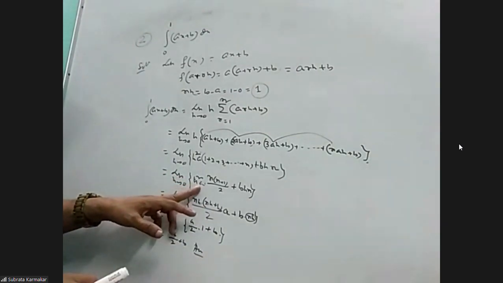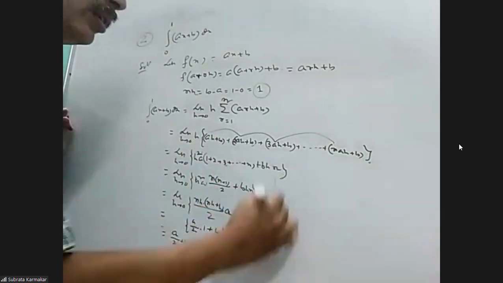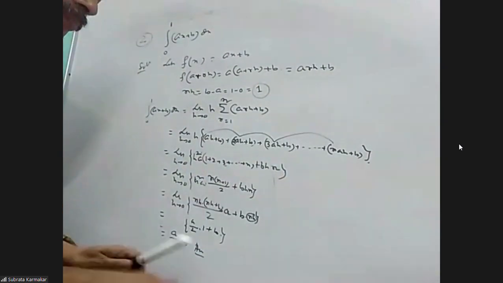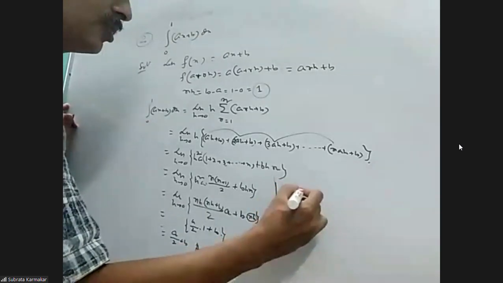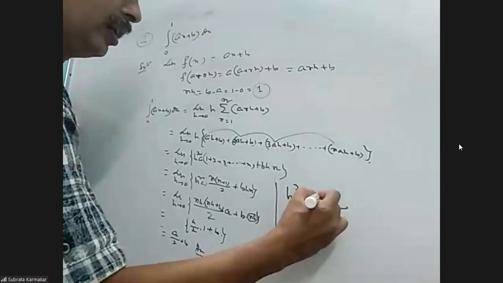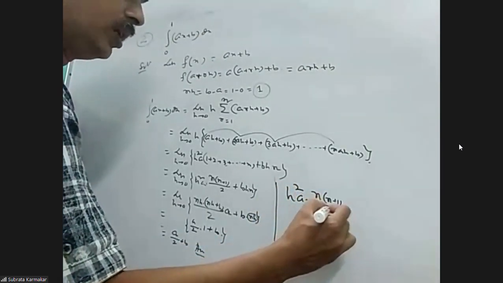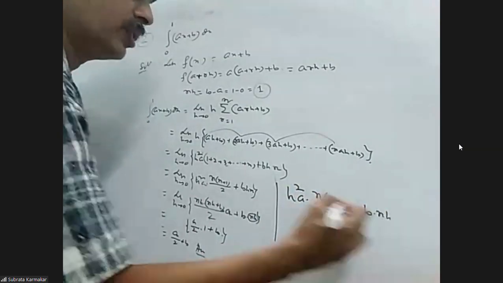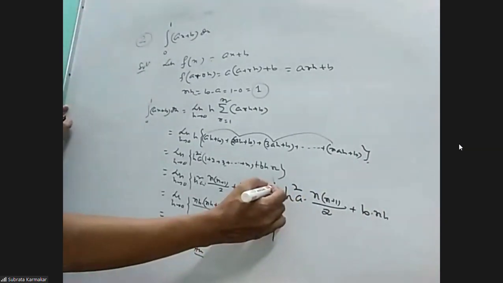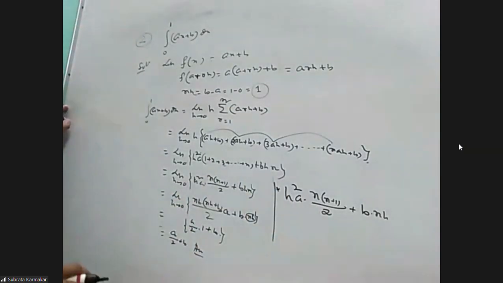So what is the third last line? Limit h tends to 0, h square into a, n into n plus 1 by 2 plus b into nh. Third last line. Is it clear? Hello? Yes, sir.